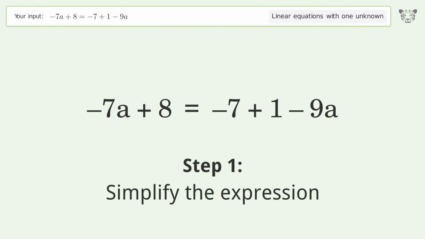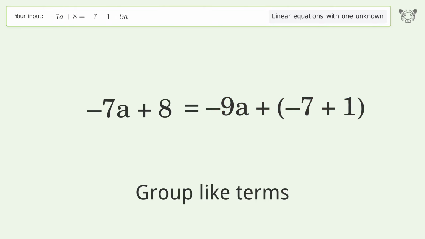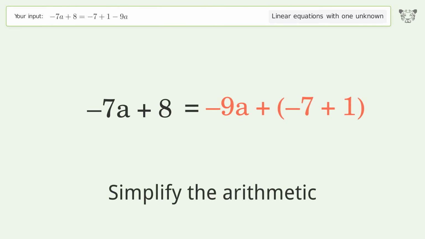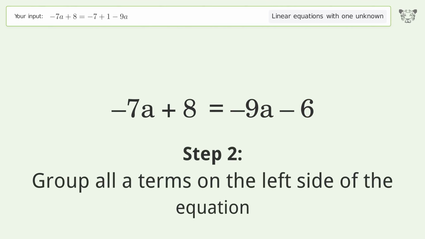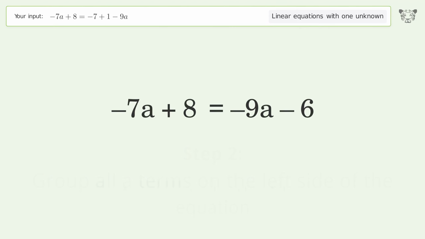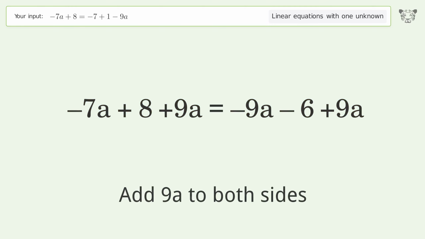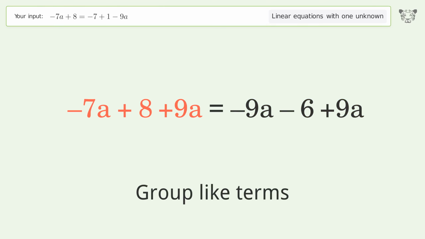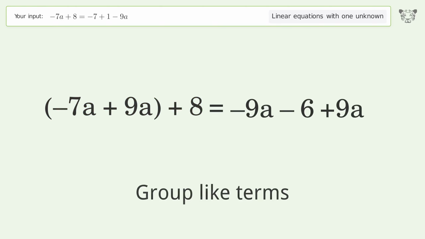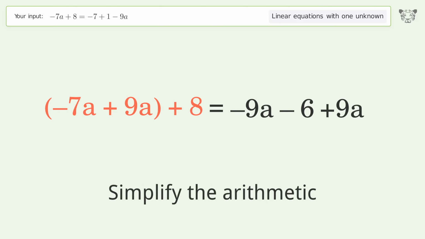Simplify the expression. Group like terms. Simplify the arithmetic. Group all a terms on the left side of the equation. Add 9a to both sides. Group like terms. Simplify the arithmetic.